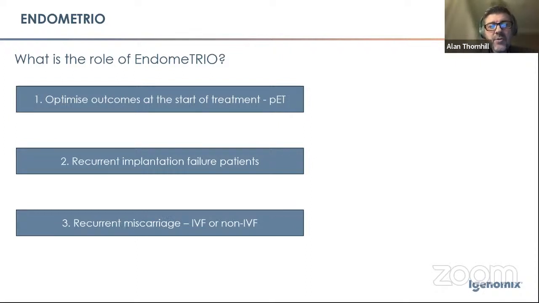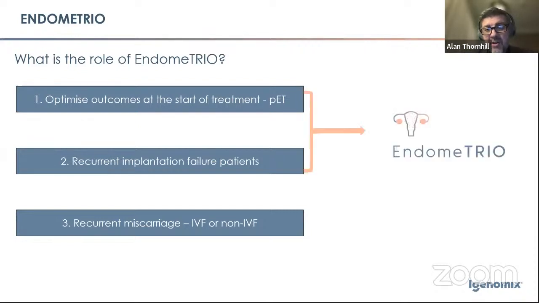So what's the role of doing this sort of triple test, which in a way is like a double test, as I've told you this dirty secret, really. We want to optimize outcomes at the start of treatment, personalized embryo transfer. That's focusing on the receptivity. We want to help recurrent implantation failure patients, which is also ERA, but might be part of that EMA result as well.